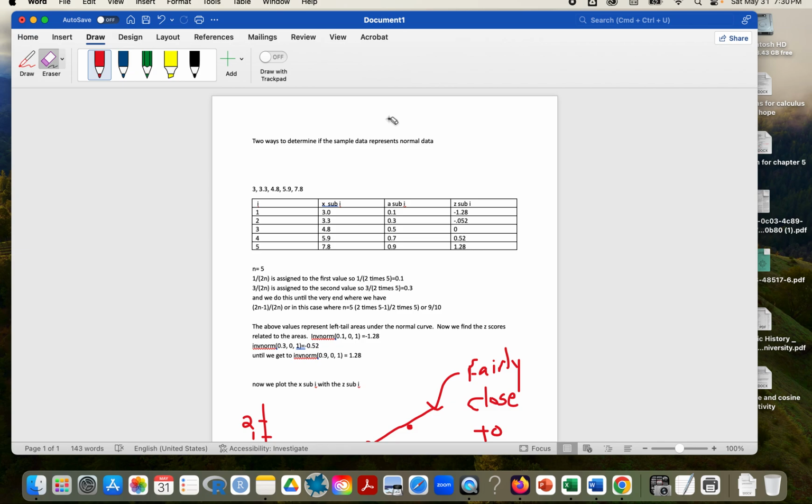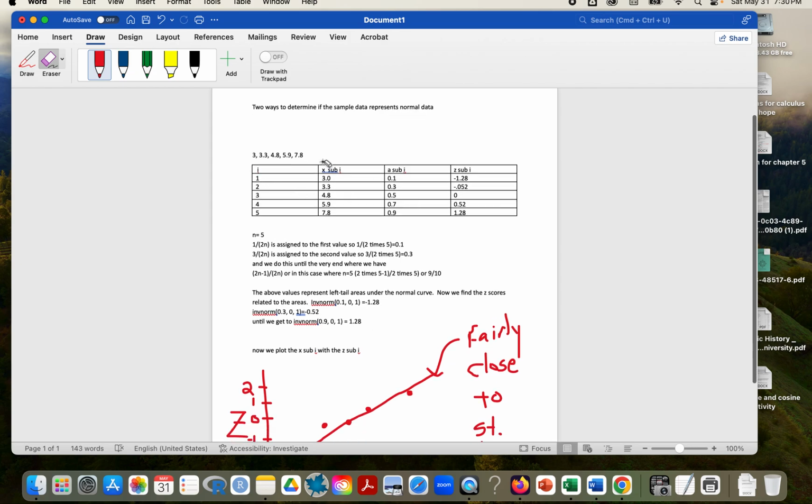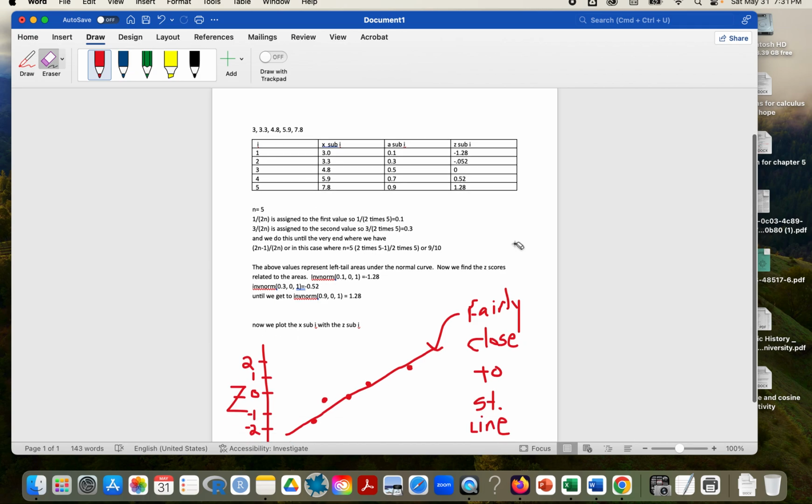The next thing is the normal quantile plot. I'm going to show you the process, but the basic idea is you're going to compare the z-score built off of an area to the z-score of these values. If these z-scores are close enough, then we end up with something fairly close to a straight line, and then we have a good idea that it's normal. So let's start off, and this is how the approach goes.